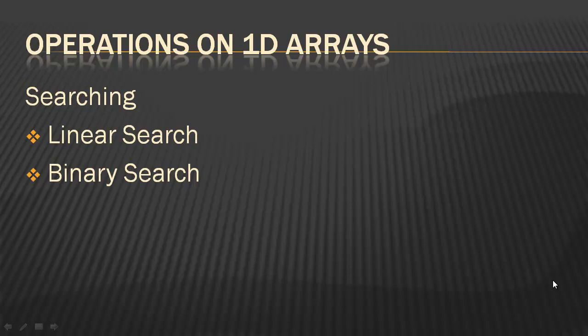Now when we talk about linear search, a linear search can be applied to any array, sorted or unsorted. But the binary search mechanism can only be applied to arrays which are sorted. And let me tell you one thing, binary search is much faster than linear search. Now why is binary search faster than linear search? As I explain the mechanism, it will be clear to you. So let me start with the linear search.